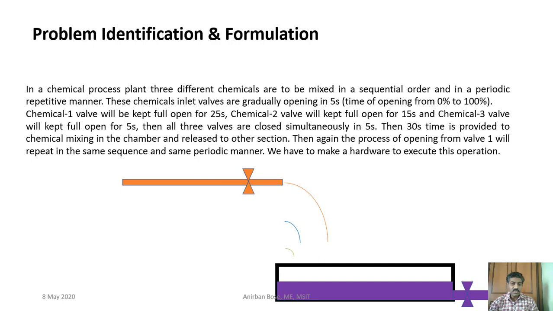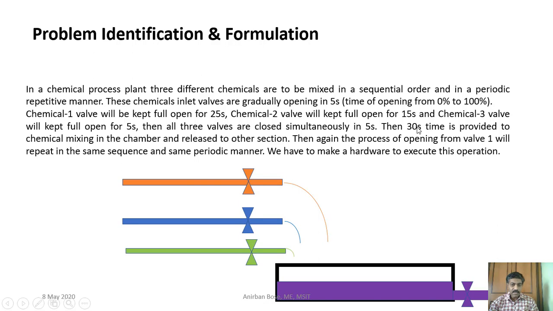Okay, so let us try to understand. Say this is chemical 1 which is coming through this pipe and ultimately falling here, and this valve will be kept open for 25 seconds at a full open condition, but this valve opening time may require 5 seconds. Similarly chemical 2 and chemical 3 are also coming, and their valve timing and the period for which they are kept open has been given, and these are definitely a requirement so that a specific mixture is prepared within that chamber.